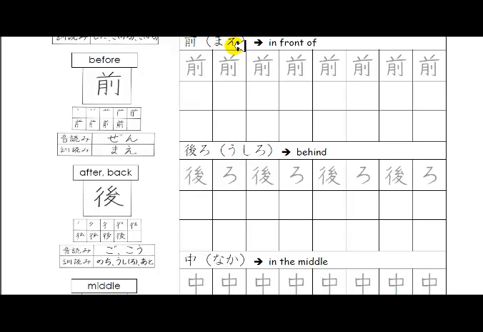Now you actually have already met this in the word namae. Na is name and mae is in front of, so it's the name that is in front of you. It's your name, namae. But this mae we're going to use as a relative location. So again, in front of the table would be teburu no mae. There's a book in front of the table. Teburu no mae ni hon ga arimasu. Now the stroke order is a little tricky. Let's go and have a look at that now.